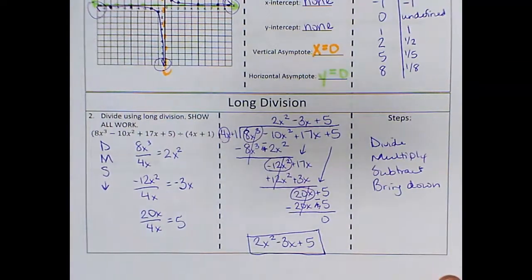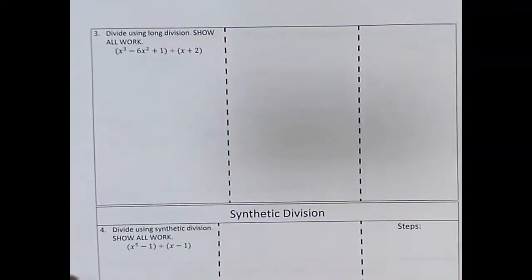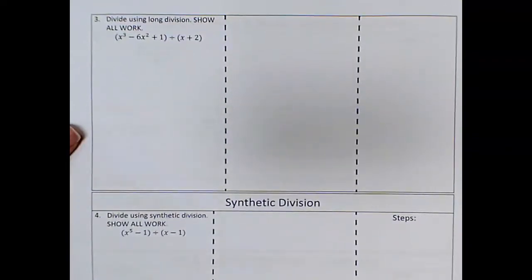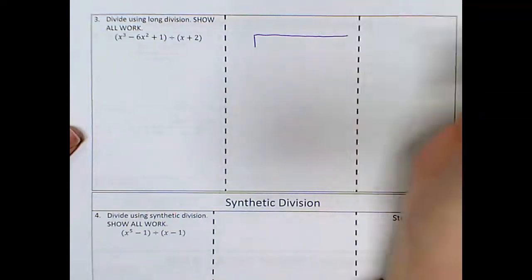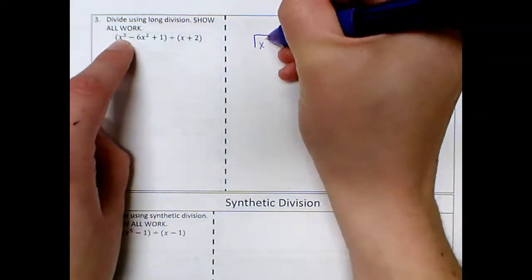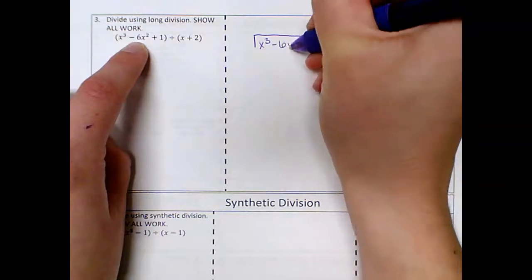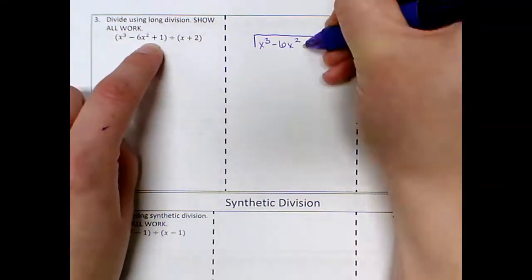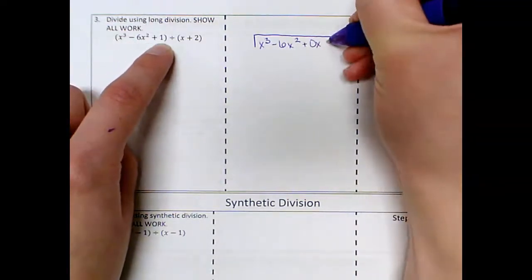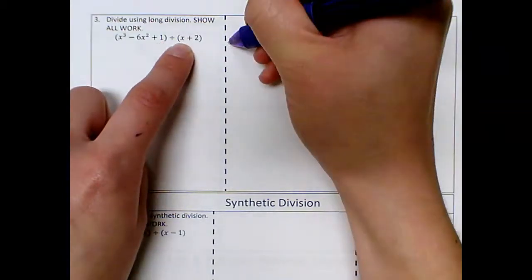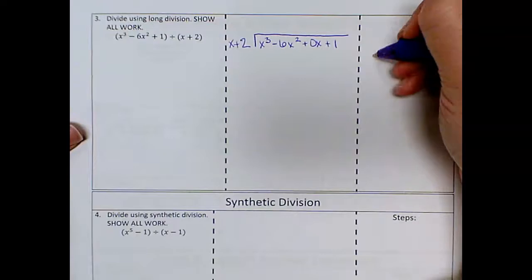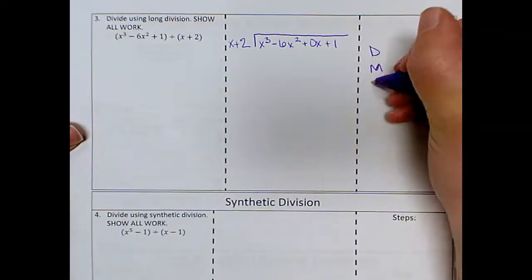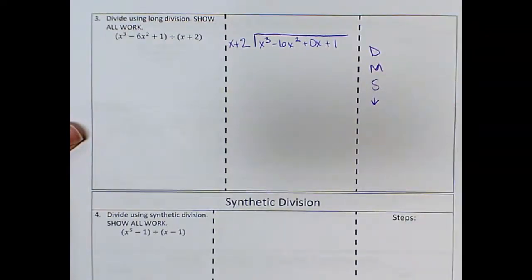Okay, so let's try our next problem, again with long division. So I'm going to write my first polynomial inside. So I have x cubed, and then minus 6x squared. I'm missing an x term, so I'm going to insert a plus 0x, and then a plus 1, my constant. And x plus 2 is what I'm dividing by. My steps are divide, multiply, subtract, and bring down.